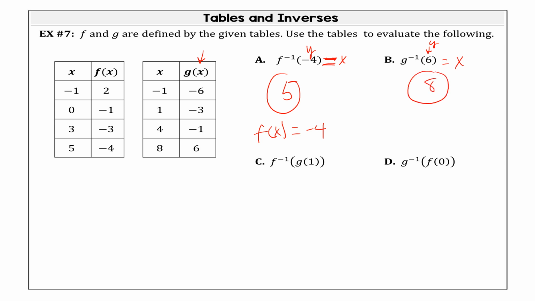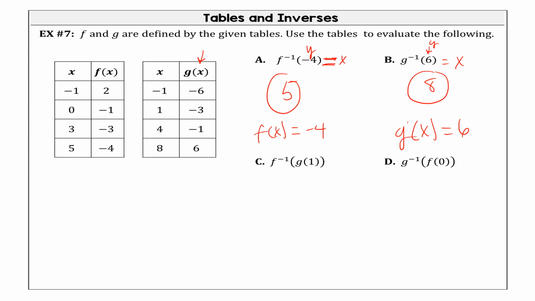So my answer again is 8, and you can verify yourself by finding the inverse, which would be finding the original function. So when does g of x equal 6? Well, g of x equals 6 when x equals 8. Okay, that's it. That's evaluating with just the table.